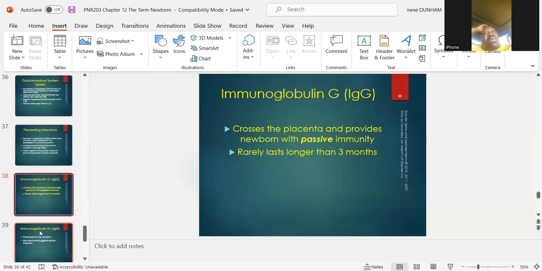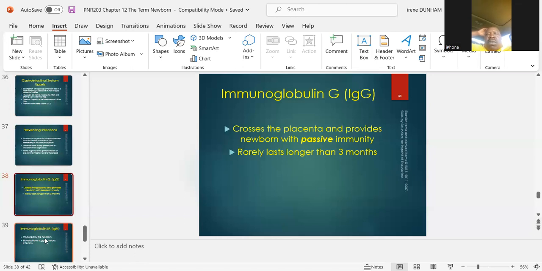It does cross the placenta, and this is what provides the newborn with passive immunity from mom. And it's only good for the first couple months of birth, and it doesn't last longer than 3 months. So I know people love to have their family over when a newborn comes home, but make sure that whoever's in your home is not sick. So this is why it's called passive immunity.